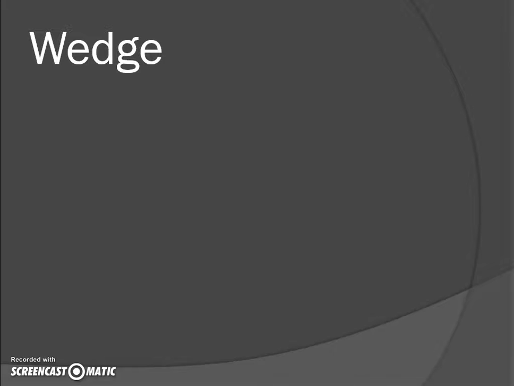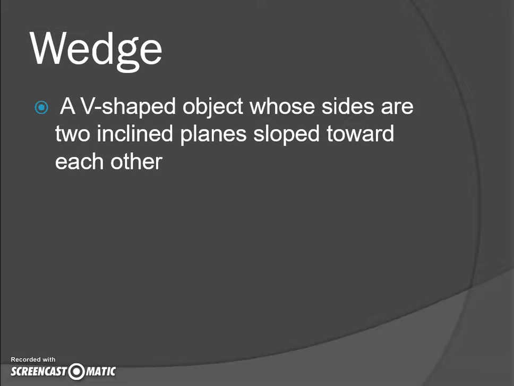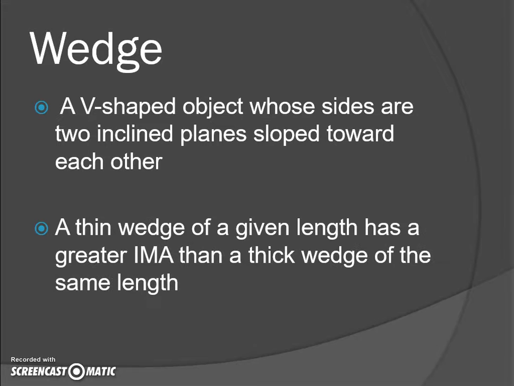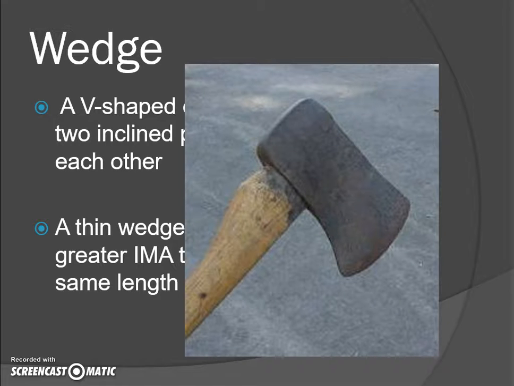A wedge is another type of simple machine. It's a V-shaped object, and the sides are literally two inclined planes that slope toward each other. A thin wedge of a specific length has a greater IMA than one that's thick of the same length. So a thinner wedge has greater advantage than one that's thick. So think about chopping wood with an axe. You want one that's really thin on the part that's hitting the wood and thicker at the back end.